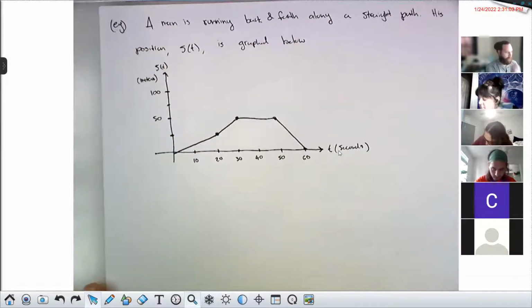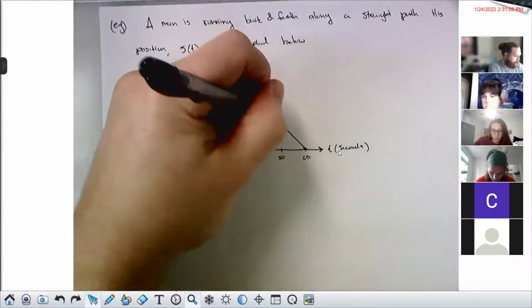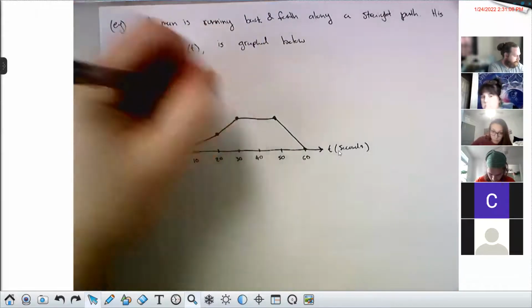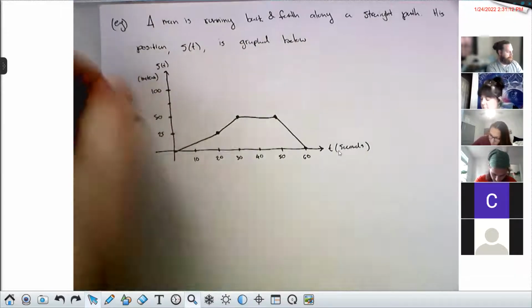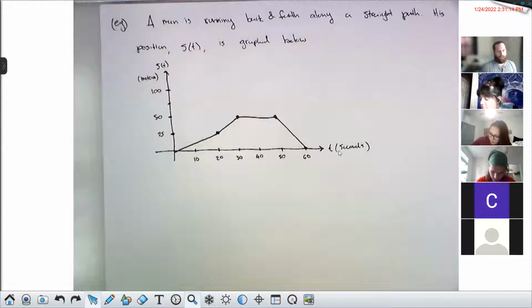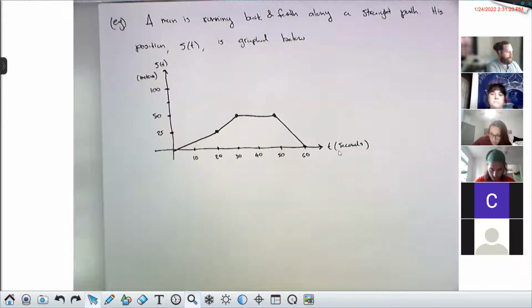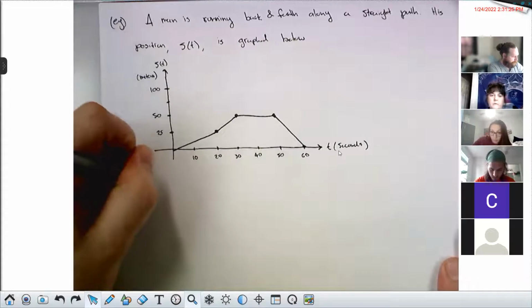So here's the graph of his position. These would all be at 50 meters. This is at 25 meters. No, I could have gotten away with more, right? That's not an unrealistic speed, but okay. I want to do a few things. Graph the velocity function.